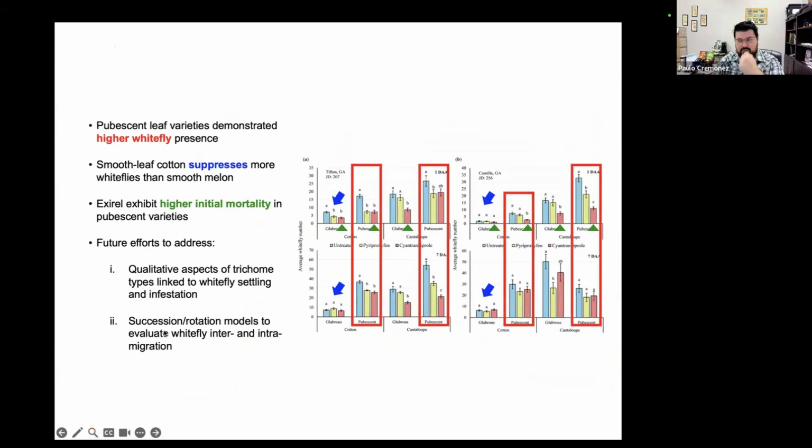There are some future efforts that we are going to conduct. So to look at the qualitative aspects of the trichomes, the hairs, whether they are glandular or not, and how that affects whitefly settling and infestation. And we're going to investigate not only this intercropping setting, but we are also going to evaluate succession and rotation models.